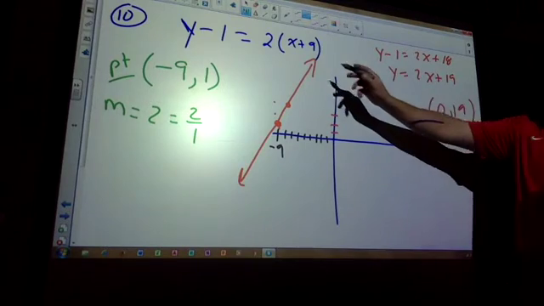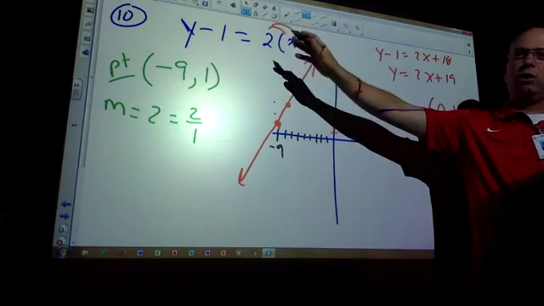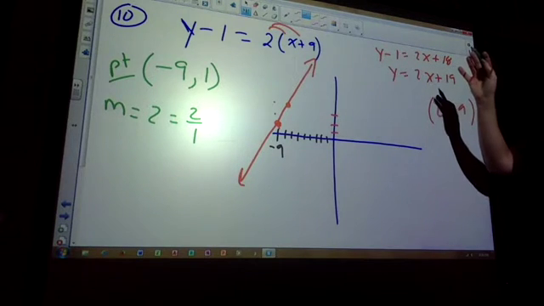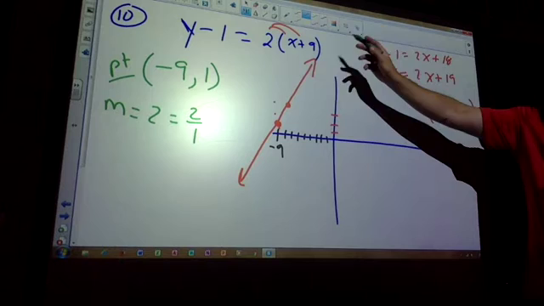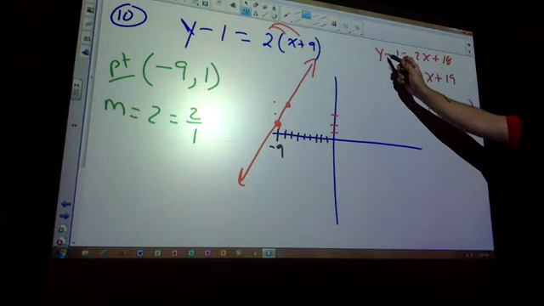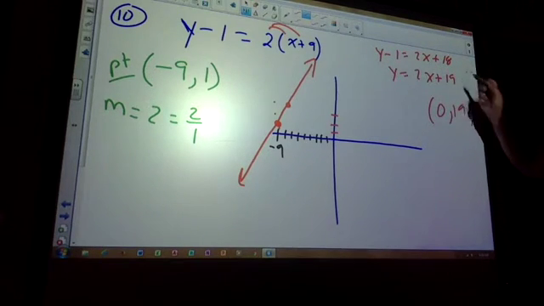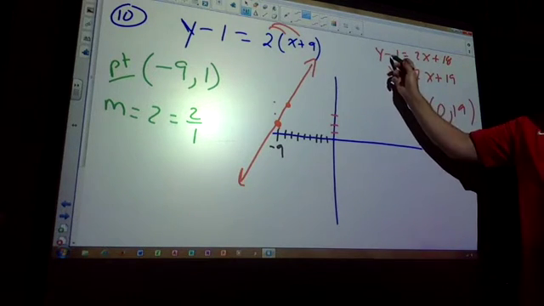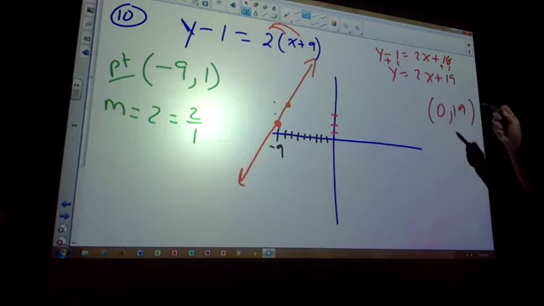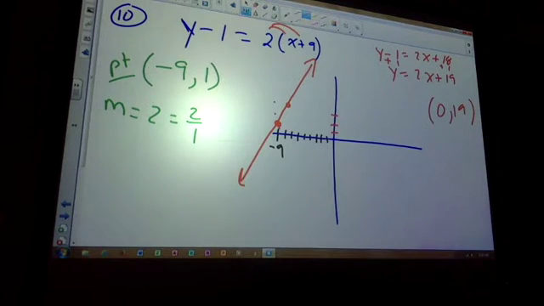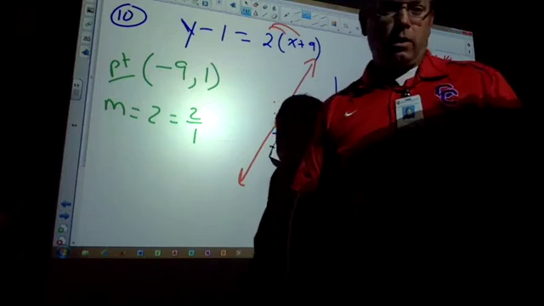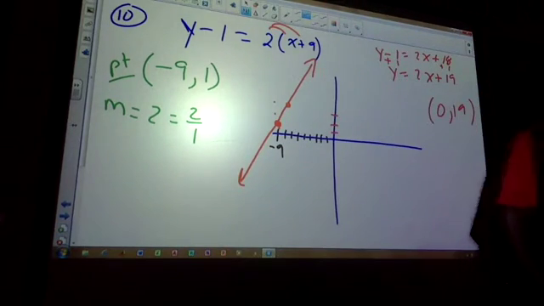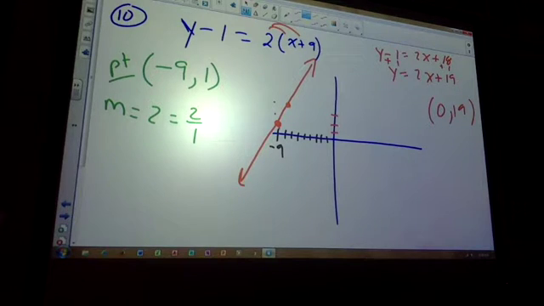Well, if I distribute the 2 over the parentheses, if I change my point slope form to slope-intercept, so I'm solving for y, I distribute 2 over, so I get this, and then I move the 1 over. So that 2 times 9 is 18, add 1, okay? So which way is the best way to do it? Sometimes it might not work on your graph too well.